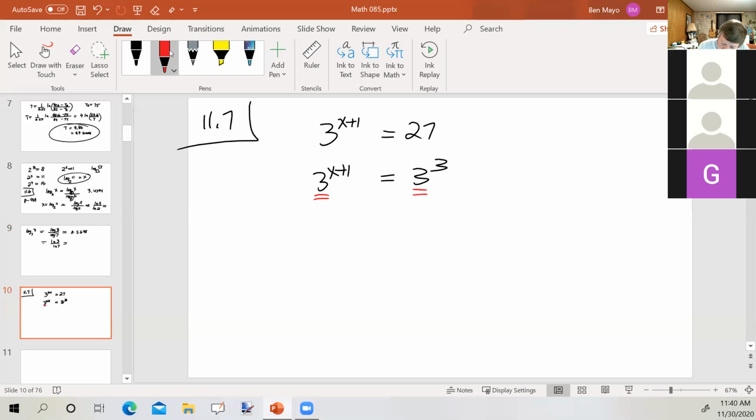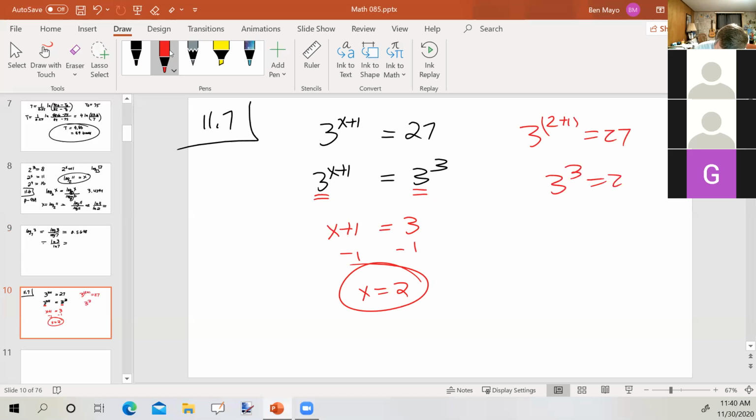So now I have 3 to some power equals 3 to some other power. So the equation now becomes x plus 1 equals 3. In other words, I can set the exponents equal. And from there, I can solve the equation: x equals 2. So 3 to the 2 plus 1 equals 27, 3 cubed equals 27, 27 equals 27, and it checks. Are you okay with that? Yes.